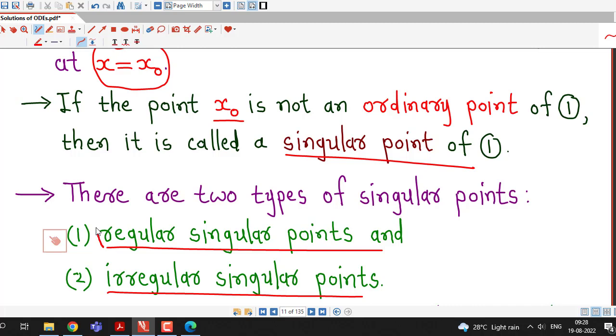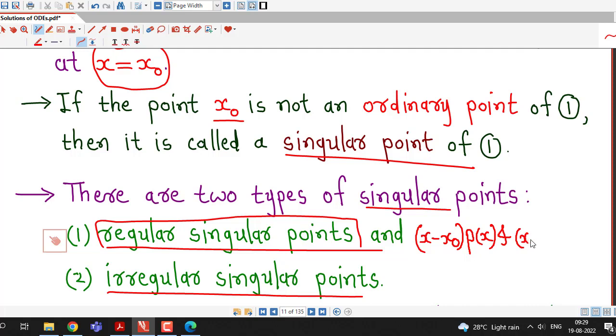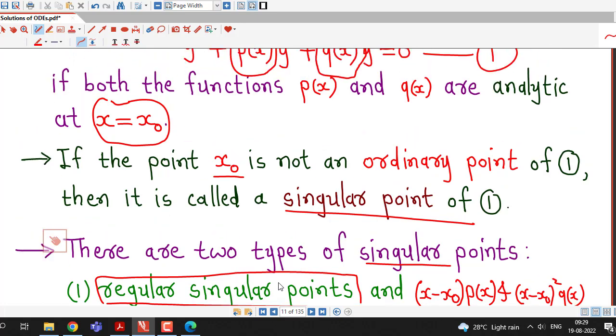Now how to decide whether point is regular singular point? So first thing is it must be a singular point. After that you have to decide that x minus x0 multiplied with p(x) and x minus x0 square multiplied with q(x). You decide these two functions, multiply p(x) by x minus x0 and multiply q(x) by square of x minus x0. If these two are analytic at x0, then x0 is called regular singular point, otherwise it is called irregular singular point.